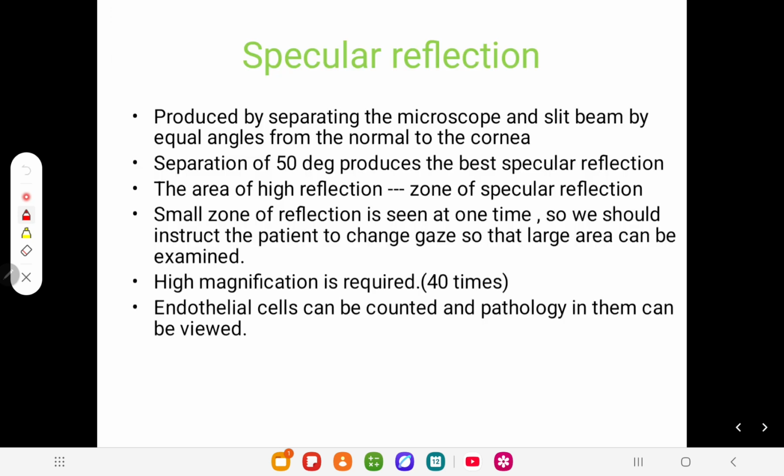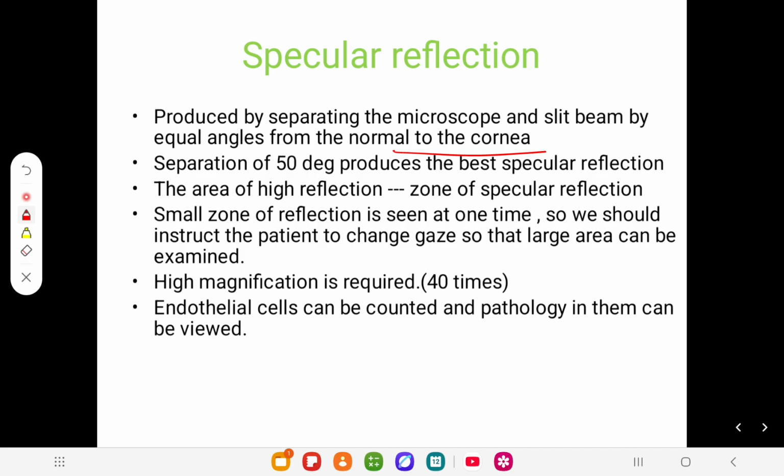Okay, so now let's come to the specular reflection. Definitely there is a definition of specular reflection in my optics class, but I'll not talk about it. It is produced by separating the microscope and slit beam by equal angle from the normal of the cornea. So it's quite tricky. Is it possible that you have two microscope eyepieces with equal angle of reflection? No, not at all. It's not possible. That's why this is the only technique that is used with a monocular eyepiece. Only one eyepiece is used.